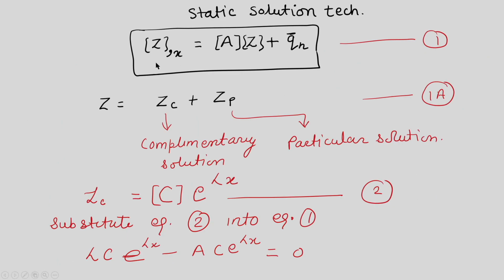So, the equation is Z derivative comma x is equal to A Z plus a modified loading, where A is a 10 by 10 matrix, and Z is 10 cross 1, and this is also 10. So, in this way we got a final governing equation which is having derivative along the x direction.